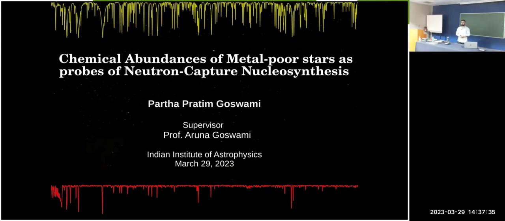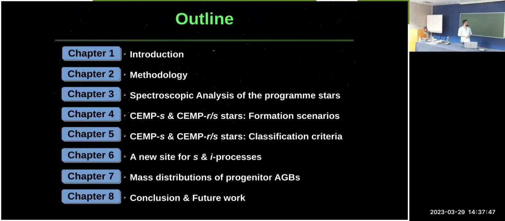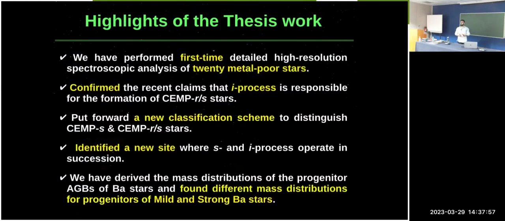Okay, thank you. Hello, everyone. As you can see, I'll be talking about chemical abundances of metal poor stars as probes of neutron capture nucleosynthesis. This is my thesis title. This is the outline of the talk. I have prepared the outline in line with my thesis chapters. Before starting, let me highlight the main achievements of the thesis.